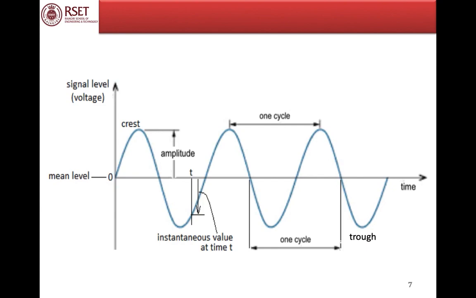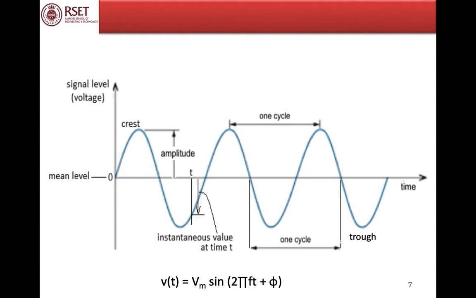So in general, a sine wave can be represented by the equation V(t) = Vm sin(2πft + φ). Here, V(t) is the signal level at any time instant of the wave. Vm is the amplitude of the wave. f is the frequency of the wave. And φ is the phase of the wave, which represents the shift of the wave from a reference point.